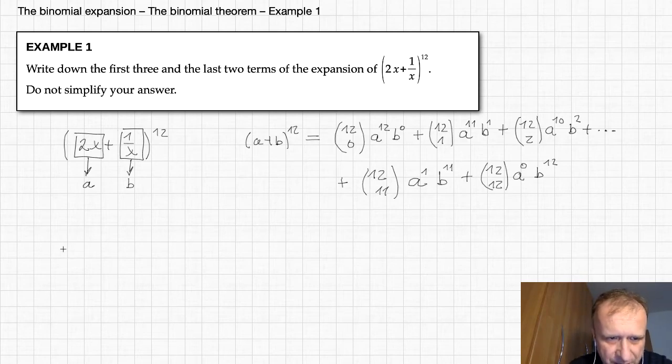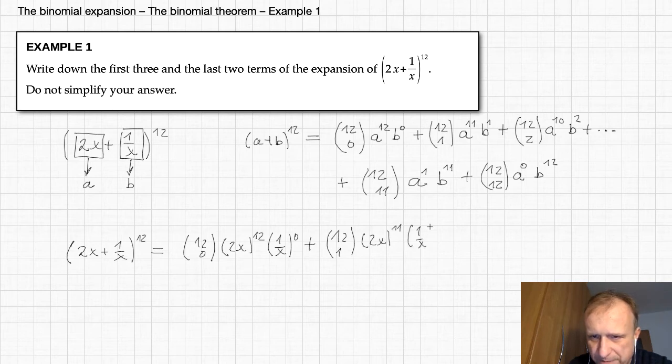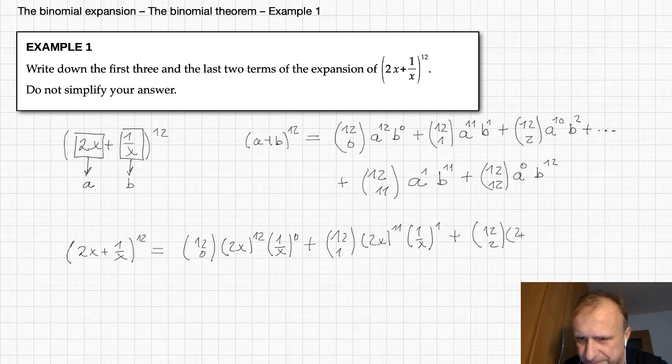So, in our situation here, (2x + 1/x) to the power of 12 is nothing else than 12 choose 0 times (2x) to the power of 12 times (1/x) to the power of 0, plus 12 choose 1, so this is the second term, (2x) to the power of 11 times (1/x) to the power of 1, plus the third term, 12 choose 2 times (2x) to the power of 10 times (1/x) to the power of 2, plus, etc.